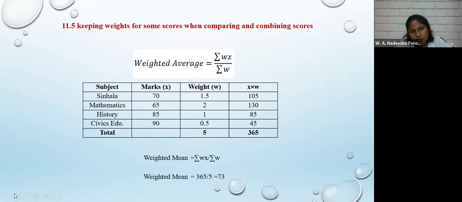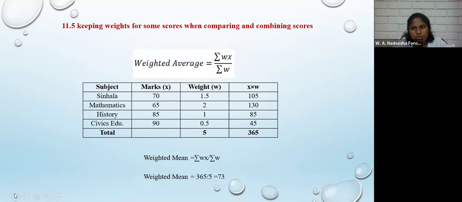Sometimes we have to keep some weights for calculating scores of the students. The best example is the Z score in university entrance. You know, there are five streams now in A levels. I don't have an idea about arts.